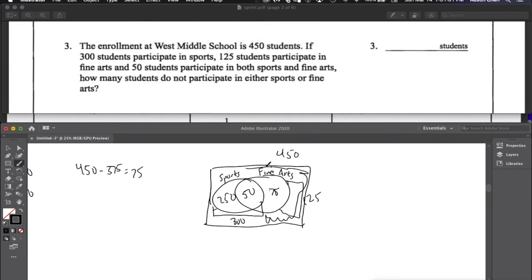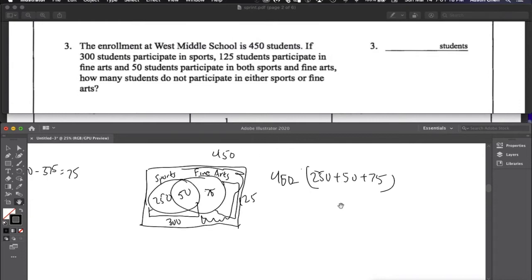And we know that this whole box is 450, and we know that the two bubble region is just going to be 250 plus 50 plus 75. So then we can get this outside border region if we subtract this from 450. And then if you sum this, then you have 375, and then we again have 450 minus 375. And then we have 75 again, which is our answer.